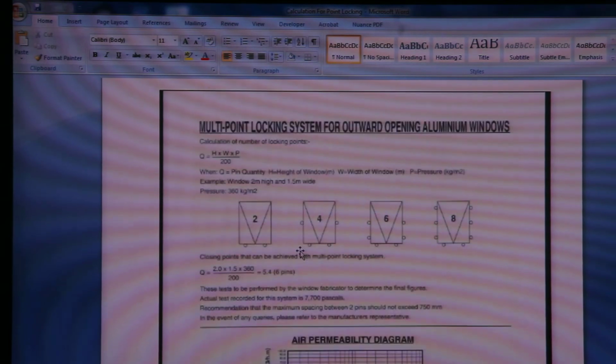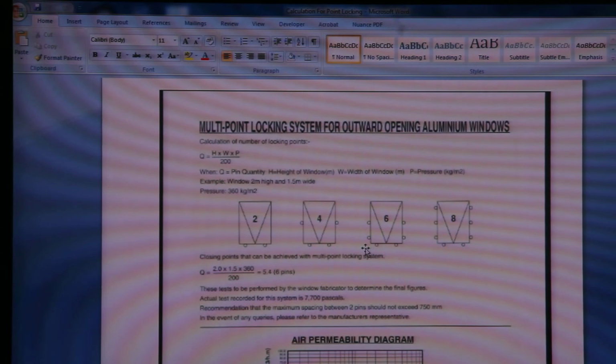So for the locking arrangement, we need to consider 3 things in our calculation: the height, width and wind pressure for the project.